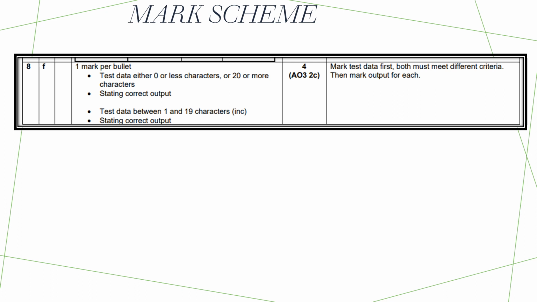So here's the mark scheme for that particular question. It says test data either 0 or less or 20 or more, and that would actually return an error because that is not allowed. And the other test data you could use is between 1 and 19, and that would actually be allowed. So you just need to put those two different pieces of test data in.